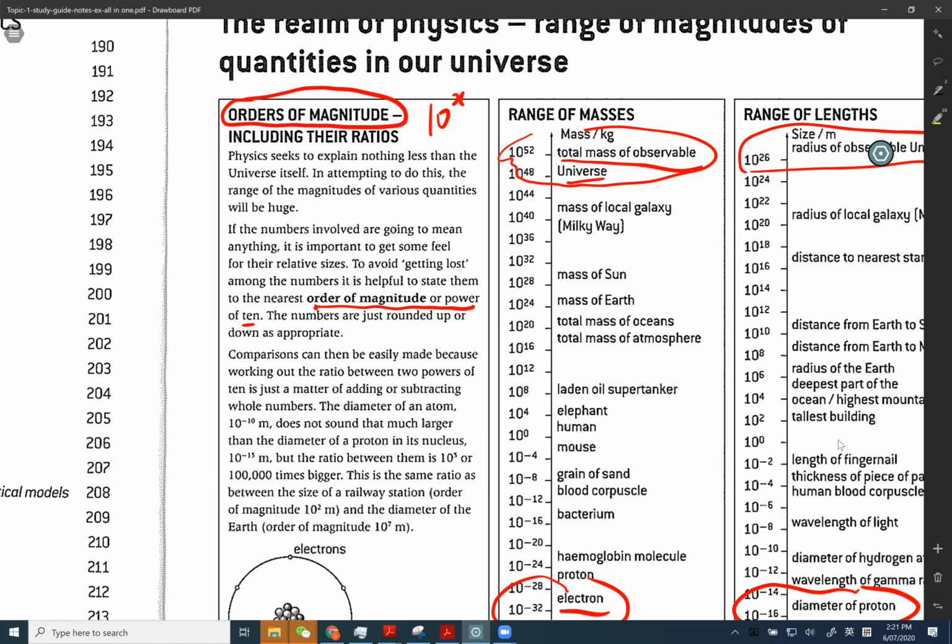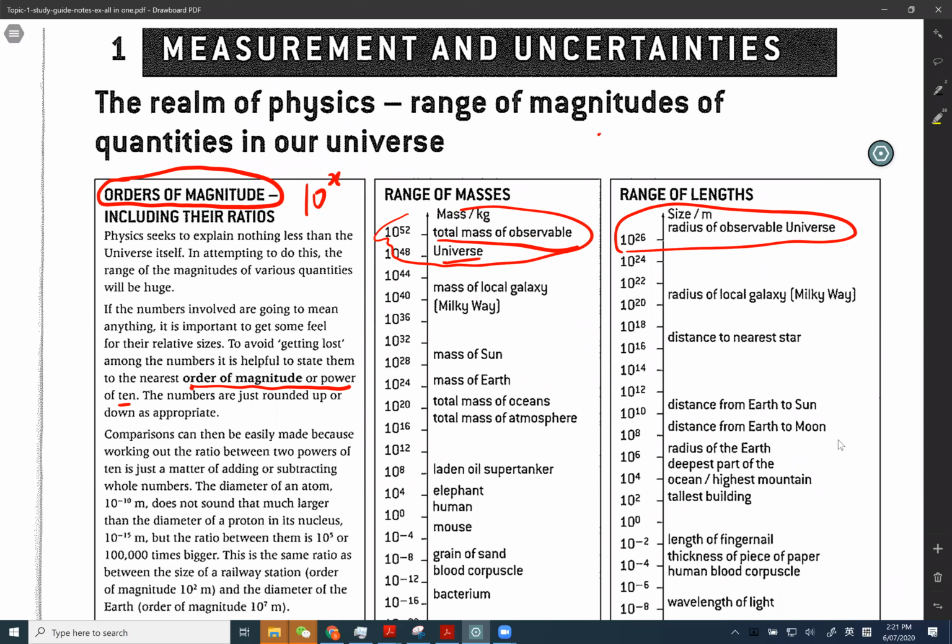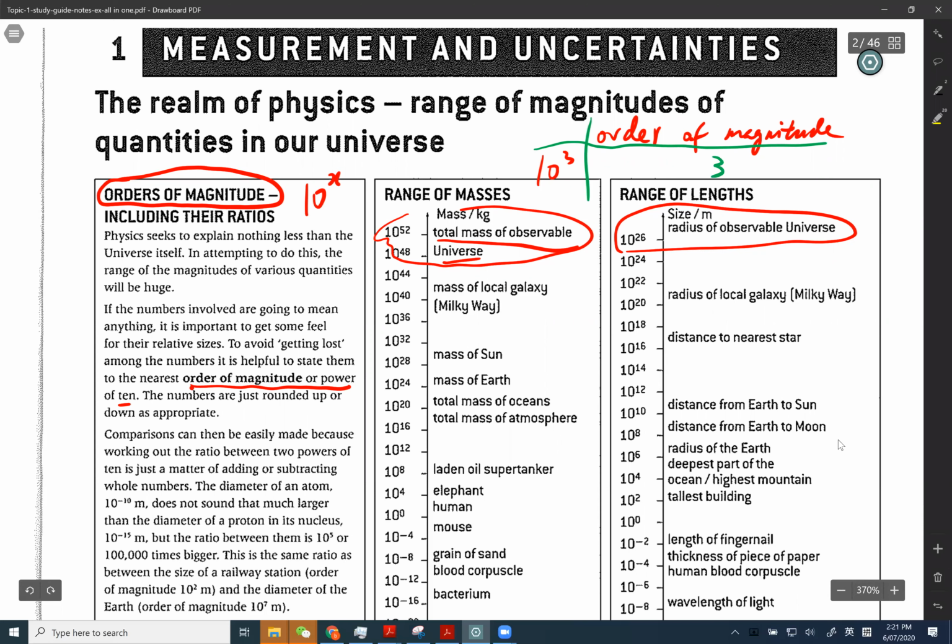That's the idea. For example, what's the order of magnitude of 10 to the power 3? Just 3. Easy? Because the order of magnitude is just the power of 10. Order of magnitude means power of 10.